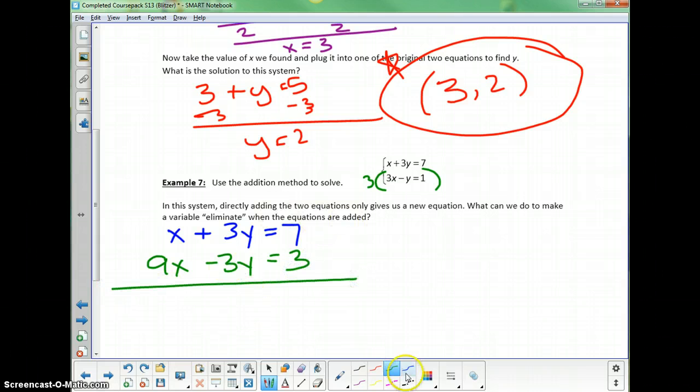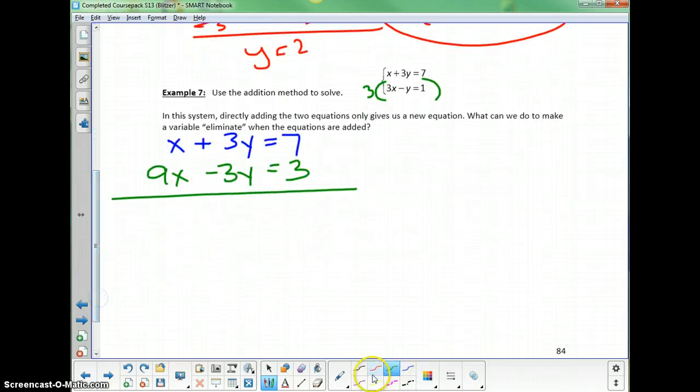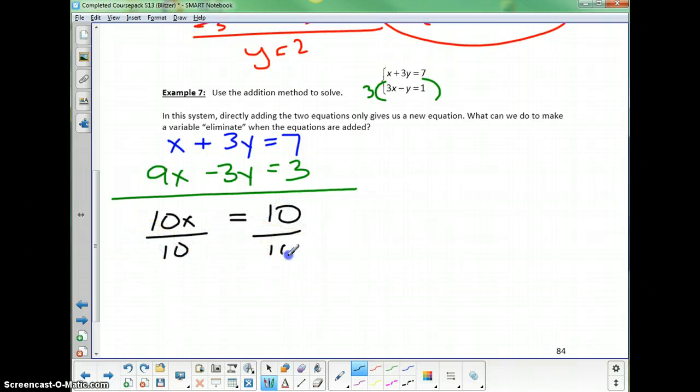Now I'm going to add up my two equations. We see that what we get is x plus 9x is 10x. As we had predicted, 3 and negative 3 will add up to 0y. And then on the other side, we add up to 10. So 10x equals 10, or x equals 1. Okay. So by figuring out what I needed to multiply by to eliminate a variable, I was able to add these and get an equation that was quickly solvable with one division, and I know my x value.